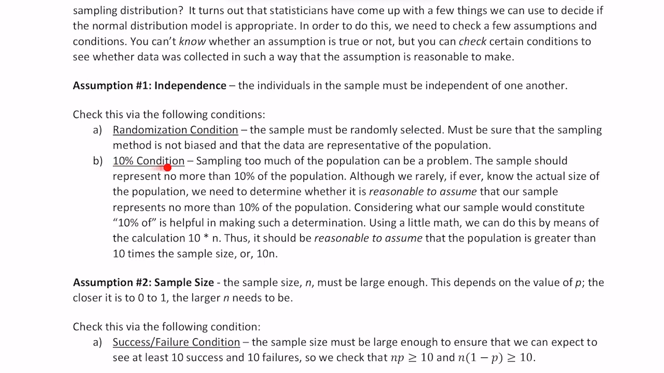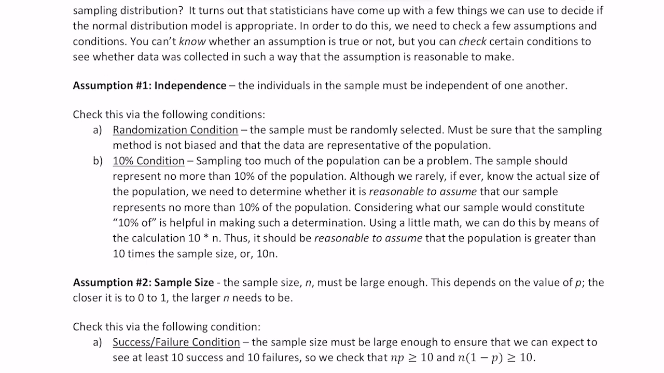You also want to look at the 10% condition. Sampling too much of a population can be a problem. The sample should represent no more than 10% of the population. Sometimes we don't know the actual size of the population. In fact, it's very rare to know the size because populations change frequently. We need to determine whether it's reasonable to assume that our sample represents no more than 10% of the population.